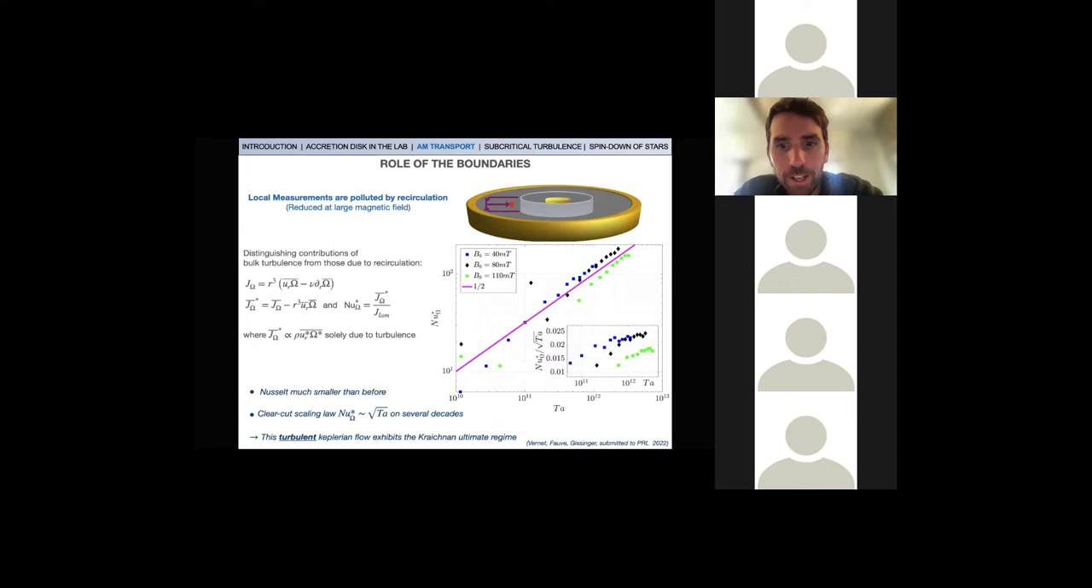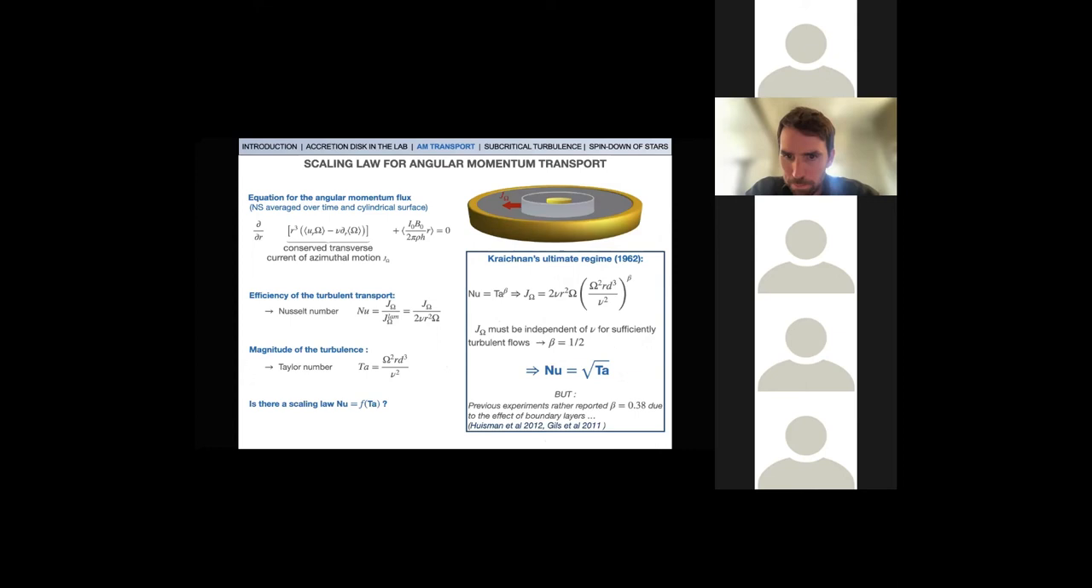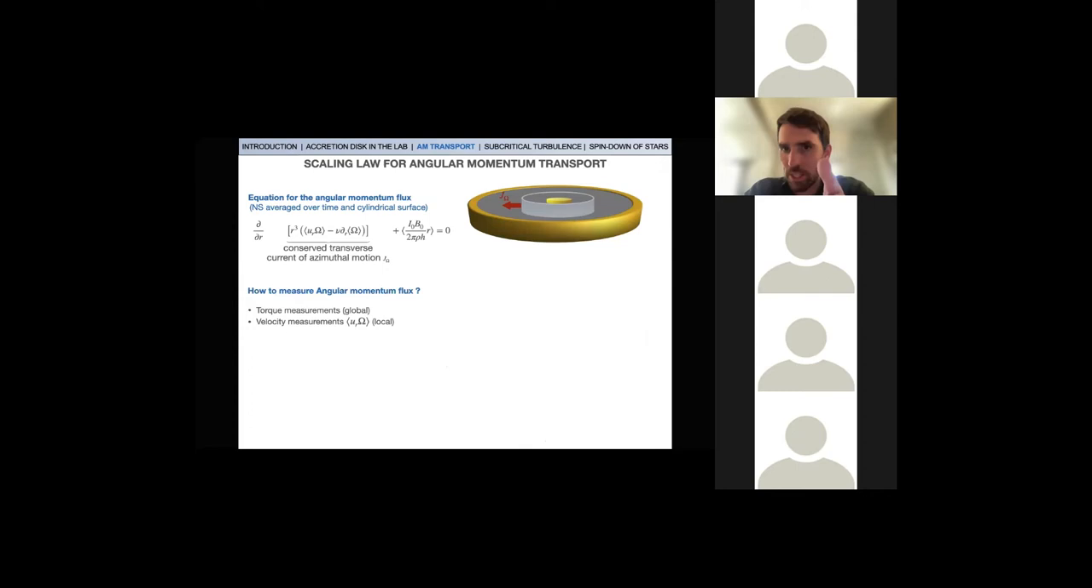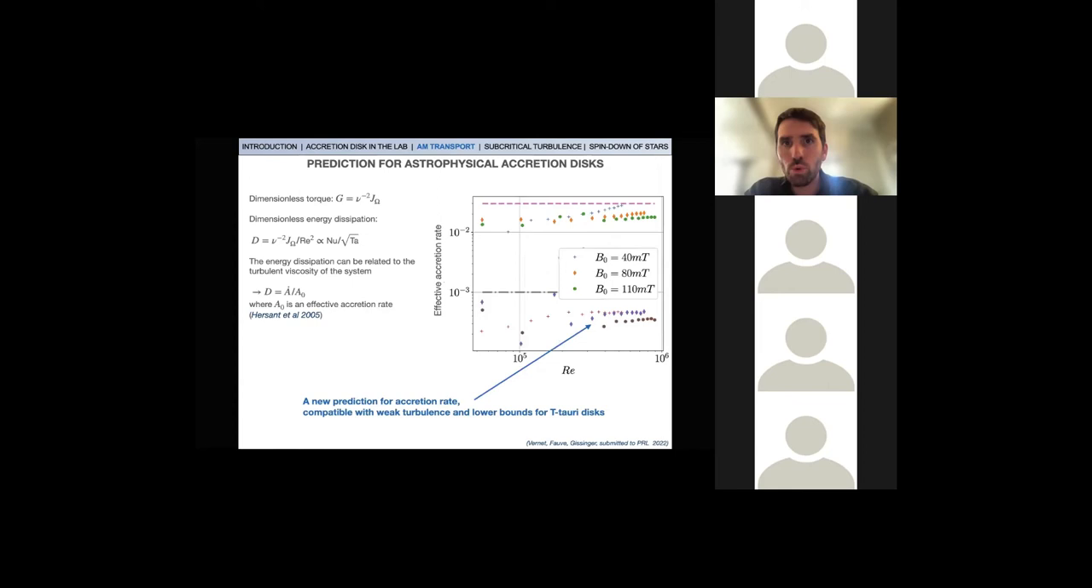But there is no logarithmic factor in our case, which has been explained in this paper: in rotating flows, contrary to what Kraichnan predicted, the Reynolds number should scale without a logarithmic factor. And this is what we get here. Okay. All right. So just to end this first part, I hope I'm not running too late.